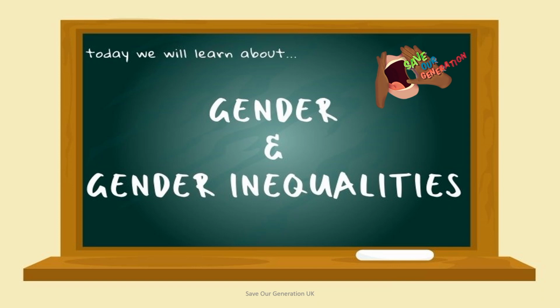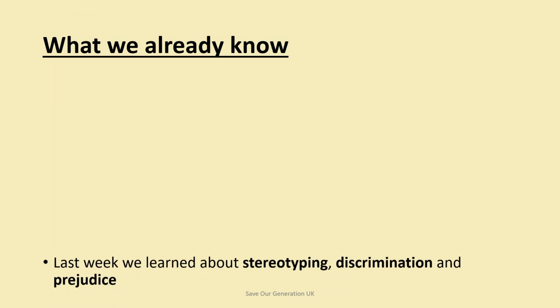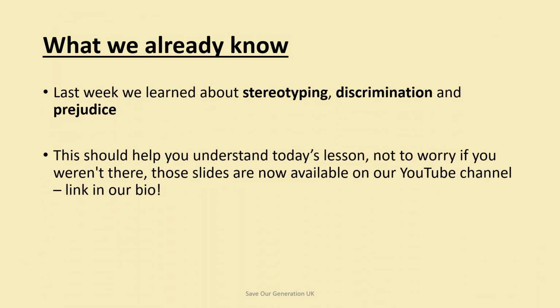Today's lesson is on gender and gender inequalities. Before we get started, let's recap on last week's lesson: stereotyping, discrimination, and prejudice. We learned these definitions, which are as follows. Stereotypes are an example of a type of prejudice. They are a fixed or overgeneralized belief about a specific group of people. They are based on the idea that this group acts a certain way, based on characteristics that only some people may have.